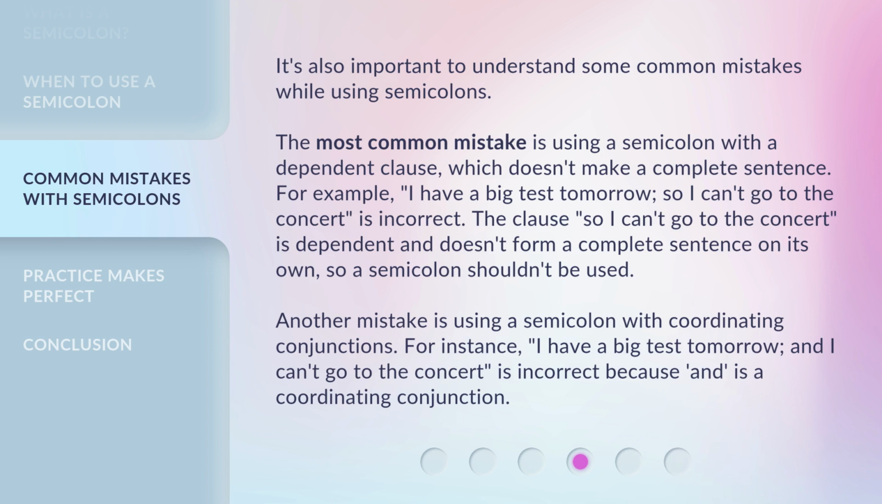Another mistake is using a semicolon with coordinating conjunctions. For instance, I have a big test tomorrow; and I can't go to the concert, is incorrect because and is a coordinating conjunction.